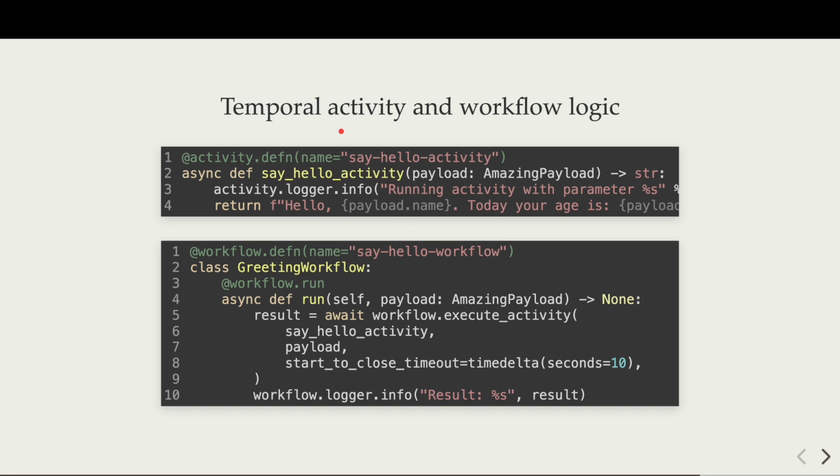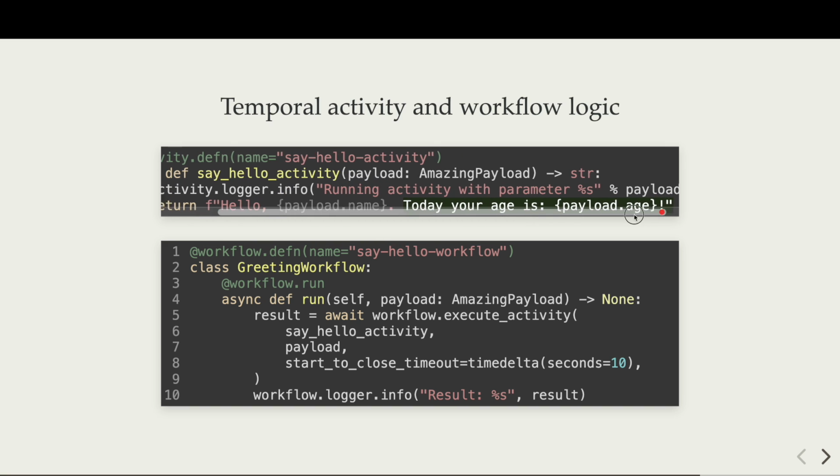So on the Python side, we know that there are activities and workflow logic. We define the activity, right? And you can see this is pretty important. The definition says hello activity, and then I write my activity definition here, my logic inside. In this case, I'm just printing out using the activity logger, and then returning a string that says hello, my name, and then today is your age, right?